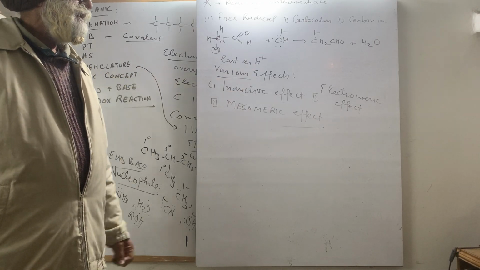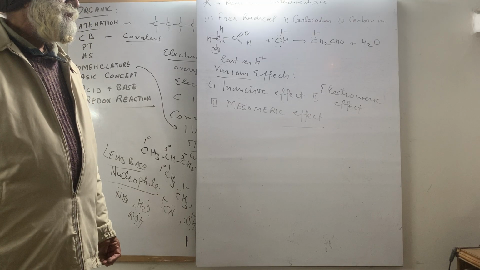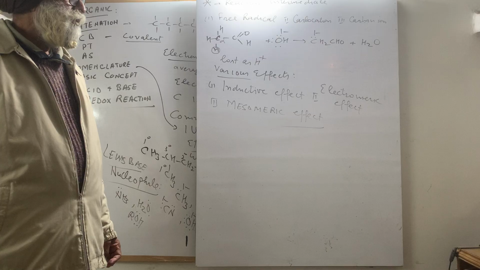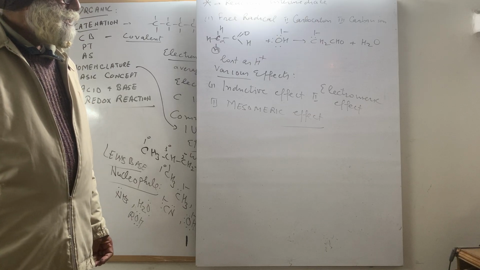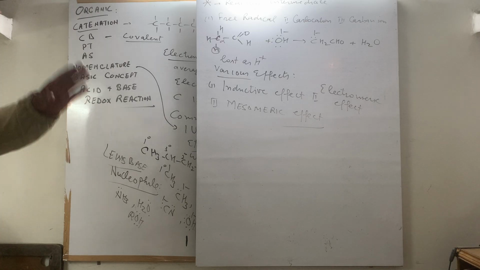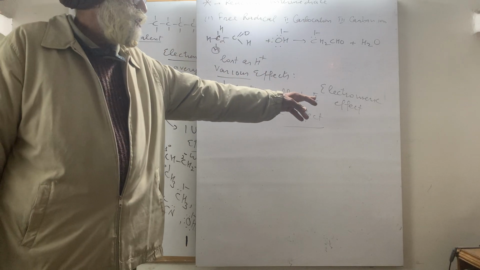Similarly, the electromeric effect. For example, alkenes are attacked by electrophiles, while carbonyl compounds, that is C double bond O, aldehydes and ketones, are attacked by nucleophiles. Why is it so? It is because of the electromeric effect.